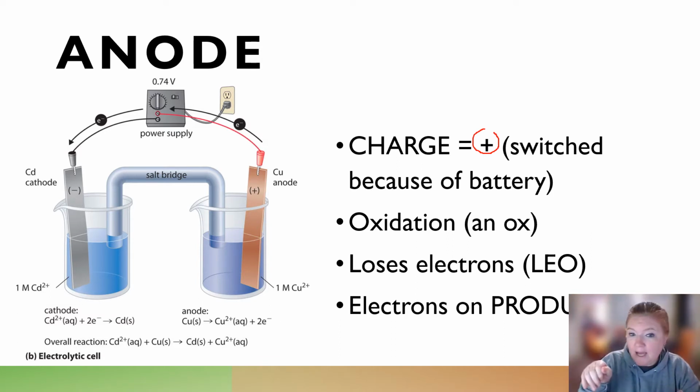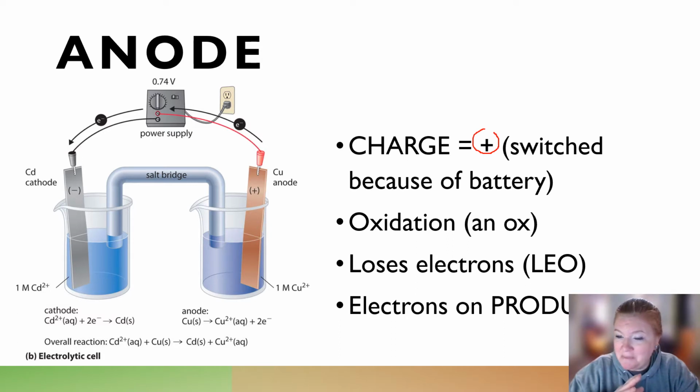The anode is still oxidation. The anode still loses electrons. The anode, since it's oxidation and loses electrons, the electrons are still on the product side. What switched? Just the charge. The battery switched the charge, okay? Essentially what the battery did is made the cathode become the anode, okay? But the charge was kind of the same. So that's one way to think about it.